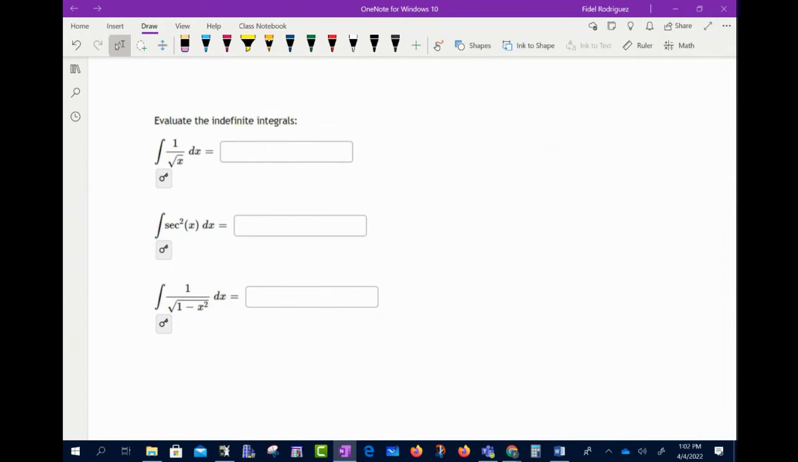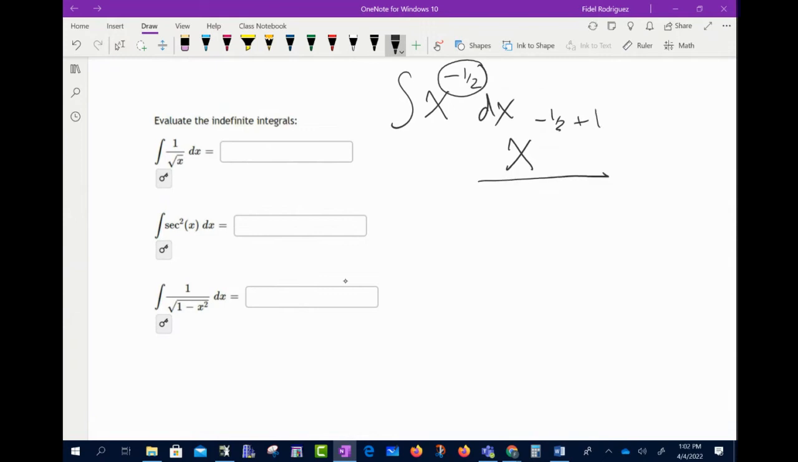So let's take a look at this next one here. It says evaluate again the indefinite integral. So y'all, first thing I'm going to do, can I think of this as x to the power negative 1/2? Okay, so remember what the power rule says, y'all. When I'm taking my integral, I'm going to add 1 to my exponent. So if I take x to the negative 1/2, I'm going to add 1, and then I'm going to take that same exponent, negative 1/2, and add 1 to the bottom, right? Because that's how we've been doing.